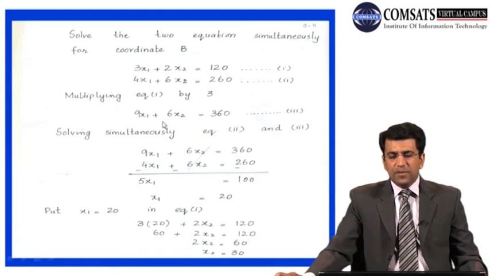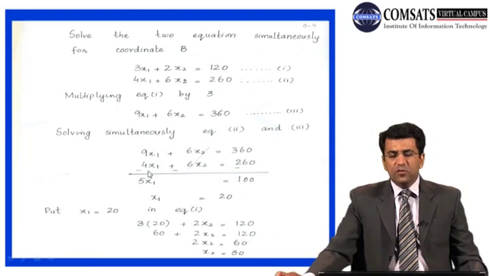After multiplying equation 1 by 3, we get the equation 9x1 plus 6x2 is equal to 360. Again, when we multiply any equation by a constant number, it should be done on either side of that equation. So the next step is we will subtract these equations. This is the first equation after multiplication by 3, and this is our second equation, and we will subtract it.